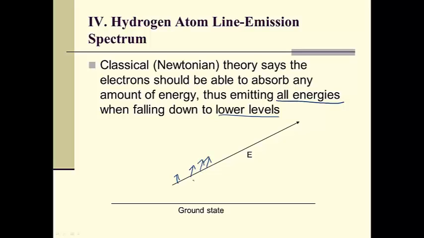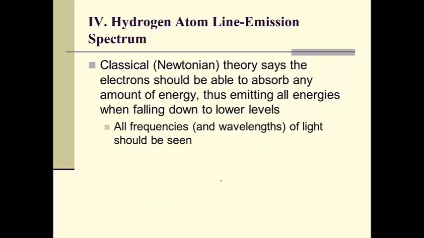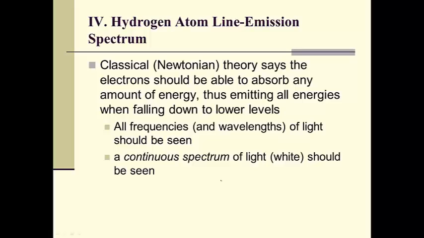Think of it like walking up a ramp. When you walk up a ramp, there's no specific place that you have to put your feet. You can put your feet any place along the ramp that you want to. So this frequency should be able to be given off, this frequency, and this frequency. Every single frequency possible of light should be able to be given off. All the frequencies and wavelengths of light should be given off when you give energy to something, which means you should always see white light. If you analyze this, you should see a continuous spectrum, every single color.